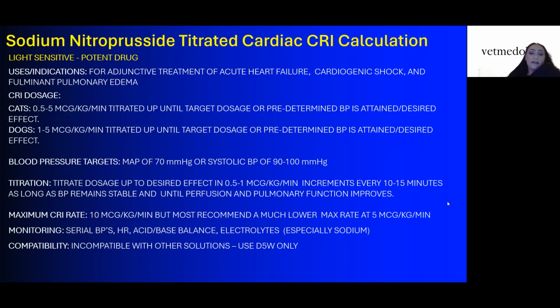Titration, titrate the dosage up to the desired effect in 0.5 to 1 mic per kg per minute increments every 10 to 15 minutes, as long as the BP remains stable and until perfusion and pulmonary function improves. The maximum CRI rate is 10 mics per kg per minute, but most recommend a much lower max rate at 5 mics per kg per minute. Monitoring is serial BPs, heart rate, acid-base balance, so your venous blood gases, arterial blood gases, electrolytes, especially the sodium, because this obviously has sodium in it. Compatibility, it is incompatible with other solutions. Use D5W only.